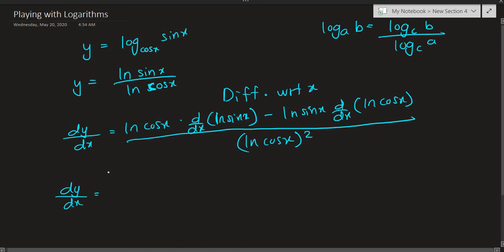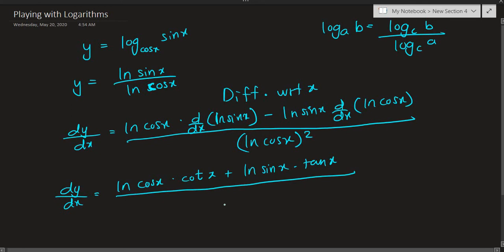So we have dy over dx, that's going to be natural log of cosine of x times, this is going to be cosine of x divided by sine of x, or cotangent of x, and derivative of the natural log of cosine is going to be negative sine of x divided by cosine of x, or negative tan of x. That negative and this negative will make a plus natural log of sine of x times the tangent of x, divided by, we can write this as natural log squared of cosine of x. So that's what we do when we have a different base and not e. We use the base changing formula and then differentiate normally.